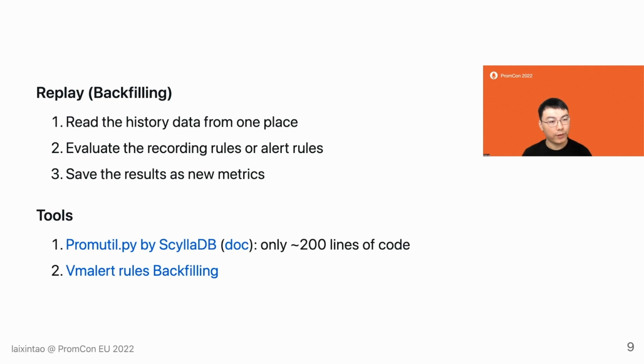There are 2 tools that implement this already. One is the PromUtil script by CLI. It's only 200 lines of code. It's very easy to understand. And another is VM alert by VictoriaMetrics. It supports rules backfilling by default. This is also a very useful tool.